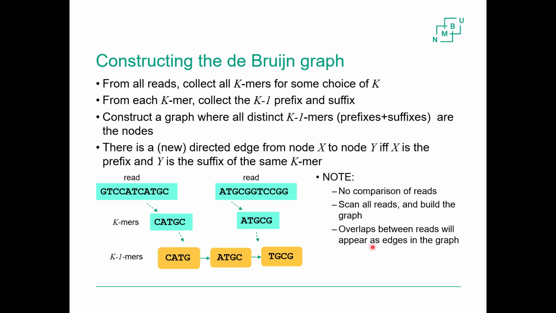Overlaps between reads will appear as edges, yes. And only distinct k-mers are stored. So even if you see the same k-mer again, you never store it again. You add another edge. So if I see this one and then follow it by this one again, I just add one more arrow here. Or actually a number on this arrow. This is actually the k-mer coverage.